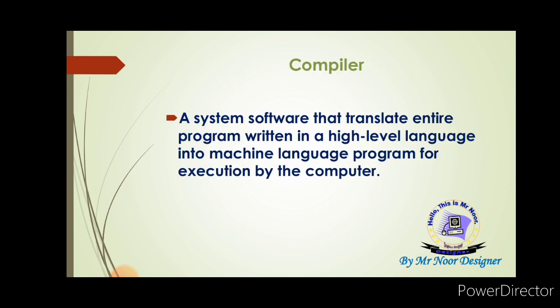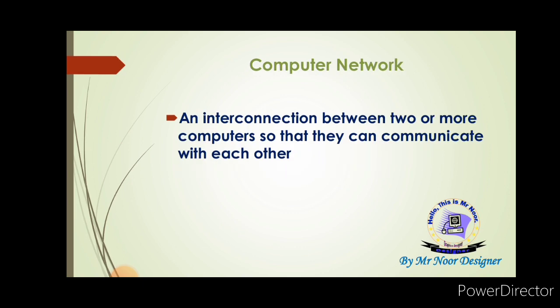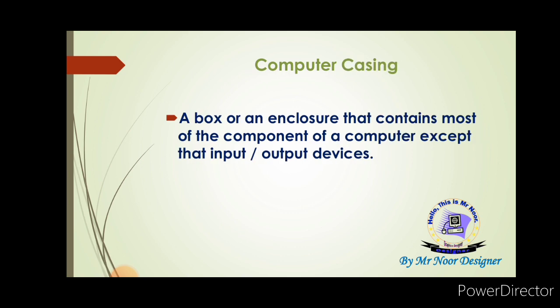Compiler. A system software that translates entire program written in a high-level language into machine language program for execution by the computer. Computer network. An interconnection between two or more computers so that they can communicate with each other.